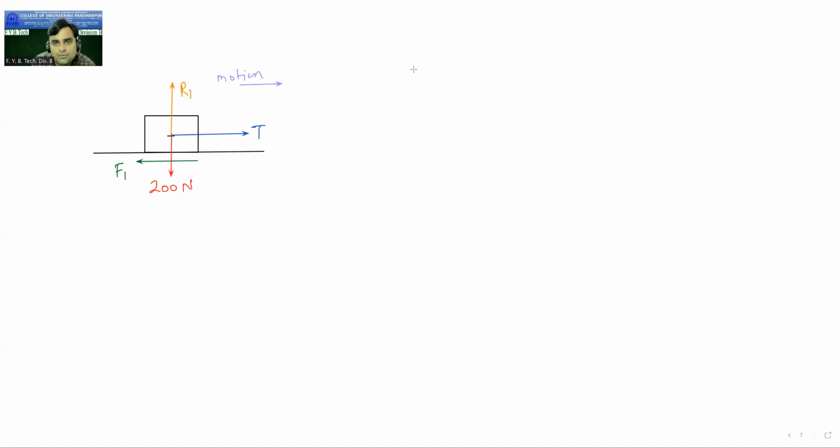So your inertia force will be in the opposite direction of the motion. So here will be the inertia force. This is the direction of inertia force. This is MA.